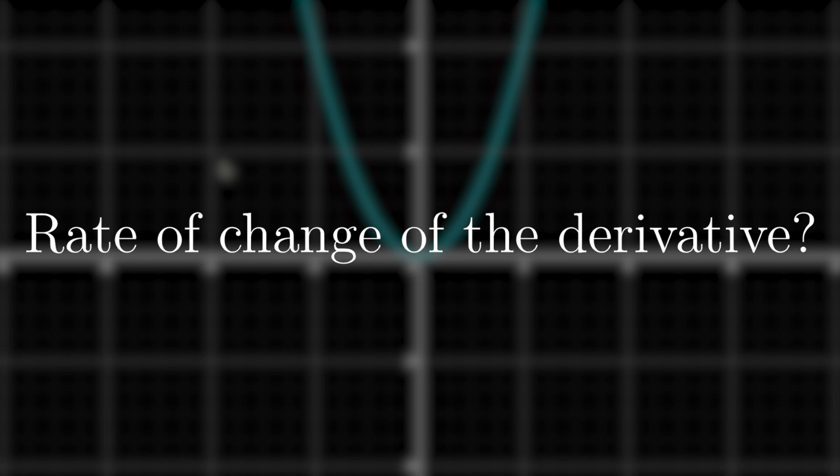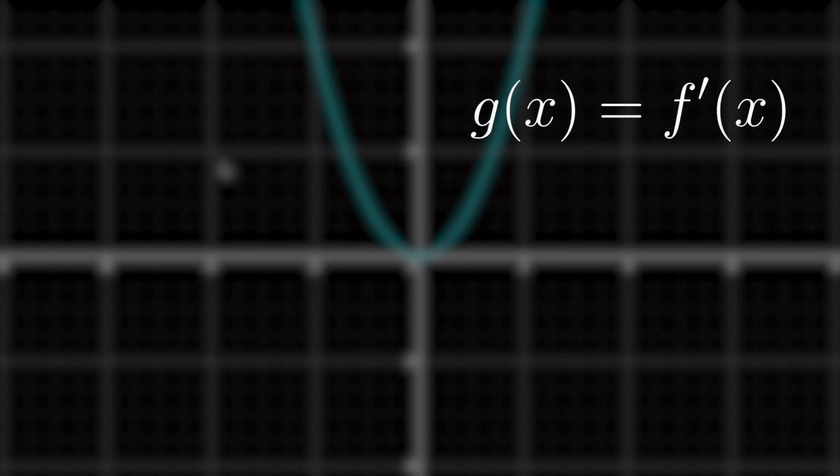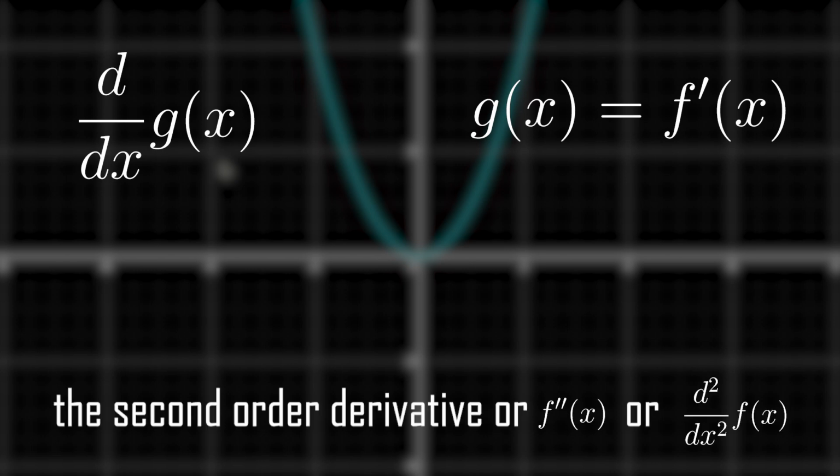But wouldn't it be nice if we could know how this derivative changes as we move along the function? It turns out we can just take this derivative as a function and then find its derivative to find out how it changes as we move along the function. This is called a second order derivative. It tells us how the derivative of a function changes as we move along the function.